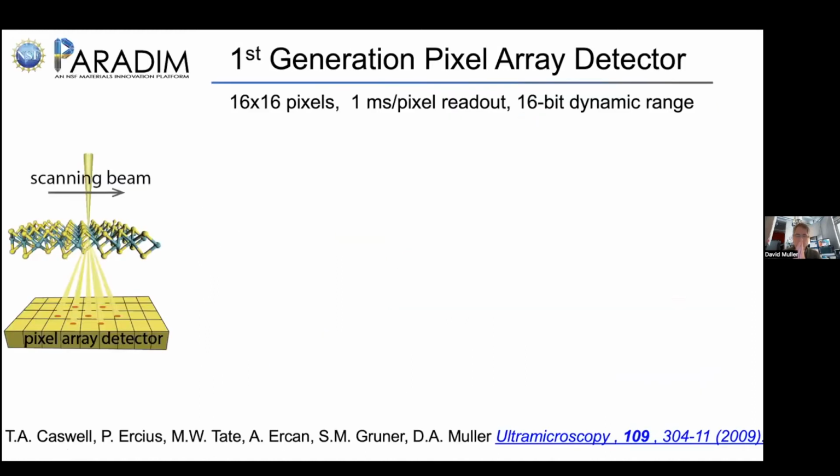And we've been thinking about this for a long time. In fact, our first attempt at a high dynamic range detector for electrons was to take one of Sol Gruner's early pixel array detectors and put it on our electron microscope. It was one of his test chips. It had 16 by 16 pixels and a 16-bit dynamic range. And he was a little bit worried about radiation damage. What would happen when we put it on the microscope? At that point, we didn't know.